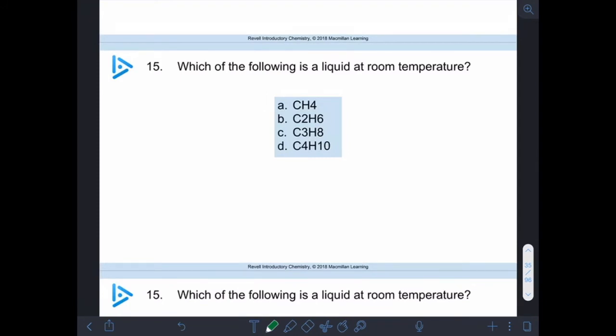Which of the following is a liquid at room temperature? And that's going to be the one with the strongest forces. Okay, it actually takes pretty strong intermolecular forces to keep a liquid state at room temperature. So looking at these 4 choices, A has 1, B has 2, C has 3, D has 4. I almost did it again. Sorry. Strongest forces are going to be with the 4 carbons.